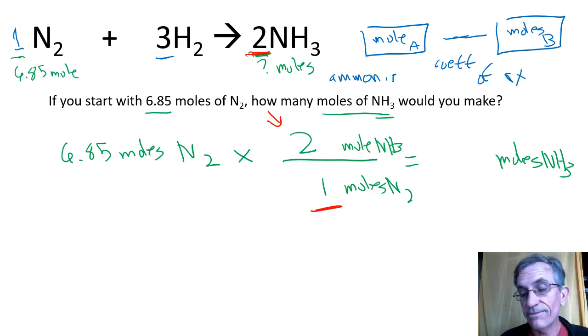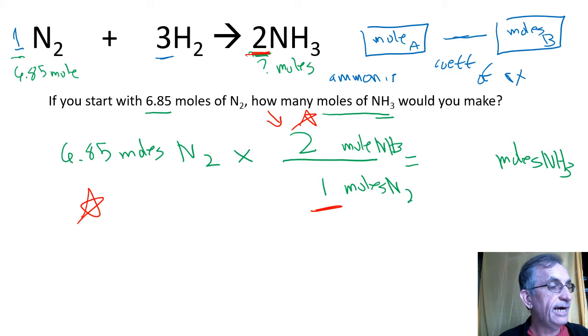So what would I do mathematically to work this out? Well, I would just do 6.85 times 2 divided by 1. And when you work it out, how many moles are we going to make? You're going to get 13.7 moles of ammonia.